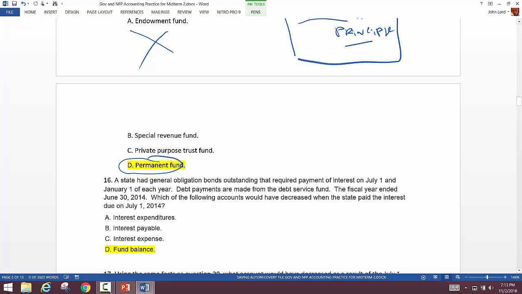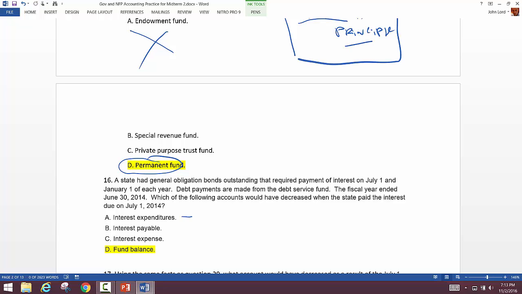Would I decrease interest expenditure? No, I'm going to increase interest expenditure, right? Would I decrease interest payable? I wouldn't do anything with interest payable because I'm probably going to credit cash, right? Okay. How about interest expense?